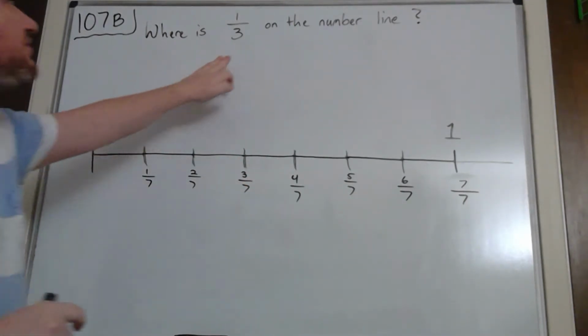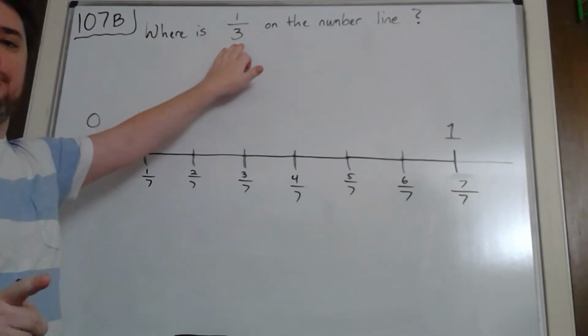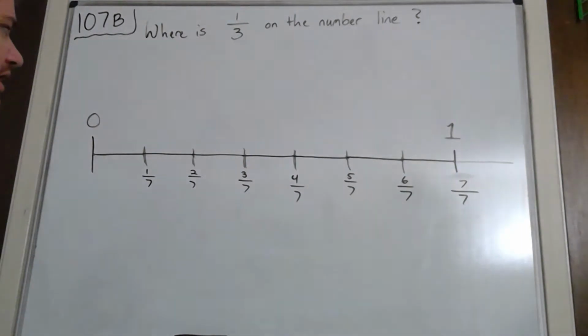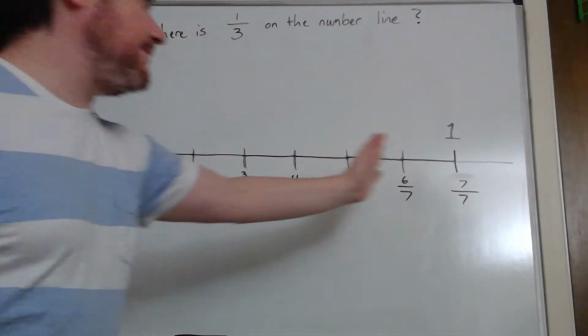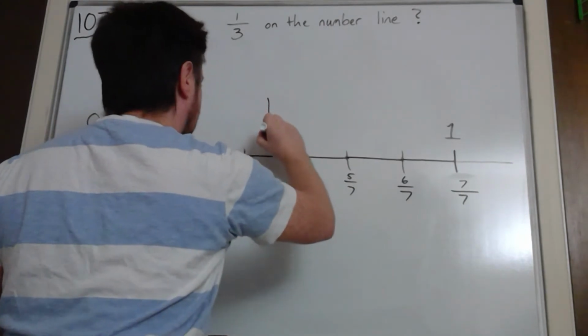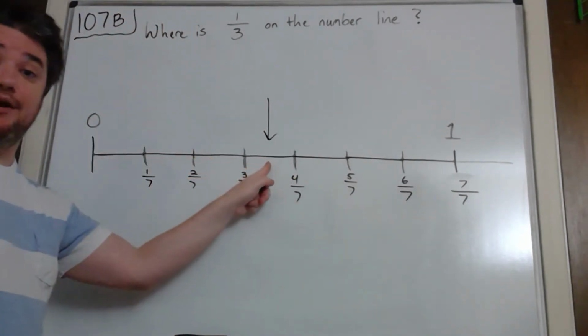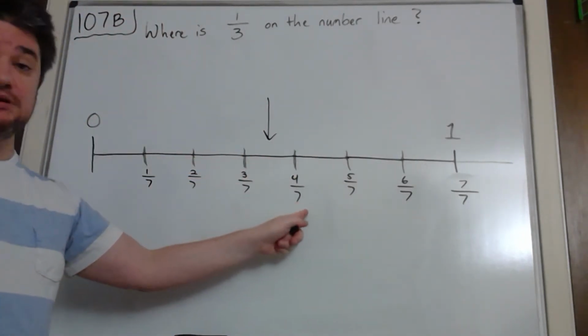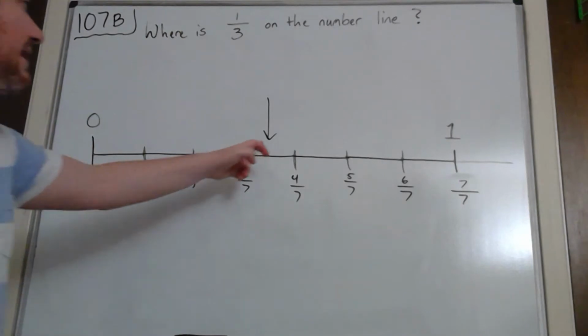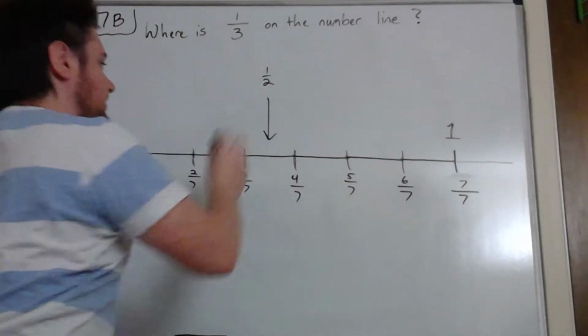So now I want to figure out where 1/3 lives. That seems a little challenging at this point. I could pretty much figure out where 1/2 would live. I claim 1/2 would live right there between 3/7 and 4/7. How do I know that exactly? We'd have to argue that, but I claim that 1/2 lives right around there.